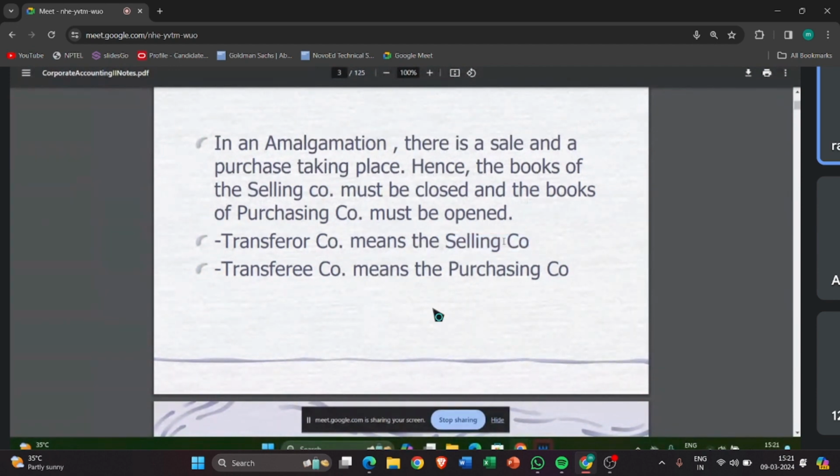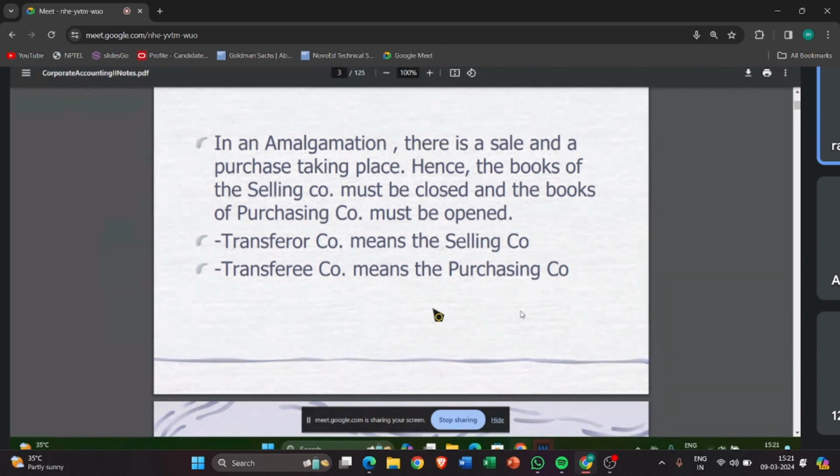They sold their business to C Company, and who has purchased? C Company has purchased. So when it is a merger, you will have two transferor companies. A Limited and B Limited are selling off their business. And who is purchasing? The new company, C Limited, is purchasing. So A and B are called transferor companies. C Limited is called the transferee company.